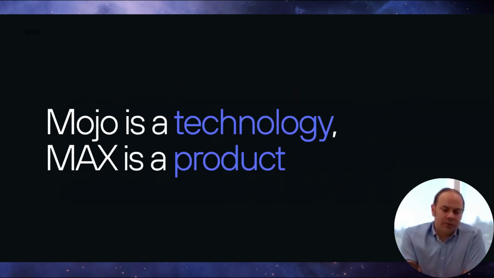One of the ways that we explained this in the past, which, by the way, was a mistake, is we explained Mojo as a technology and Max as a product. We said that Mojo would be free and you could build on Mojo. Max would be the paid thing. What I'm here to tell you now is that this positioning was a mistake, and today we're changing it.